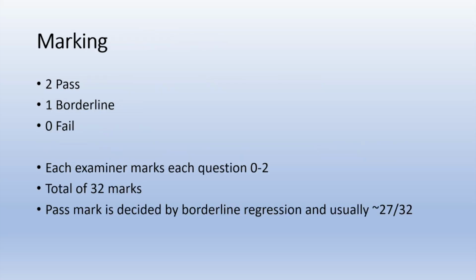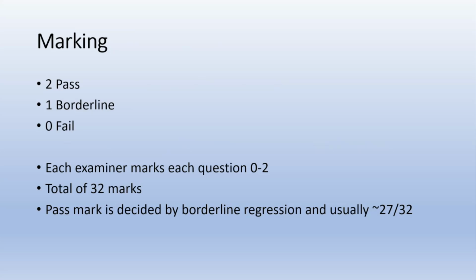The marking of the exam is a slightly closed marking, so there's only 3 different marks you can get for a question. So 2 is a pass, so it doesn't mean to say you were fantastic and you got everything right, it just means you were satisfactory, actually. 1 is borderline, and a 0 is a fail for that part of a question. Each examiner will mark each question 0 out of 2, and as I said before, there are 8 questions, so there's a possibility of 16 marks from each examiner, so that's 32 marks total.